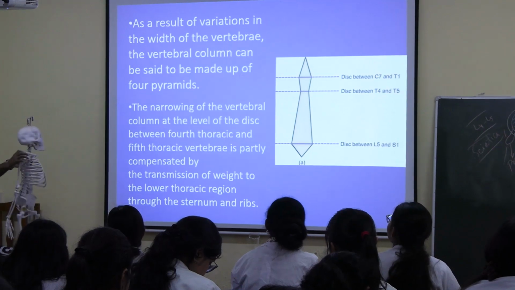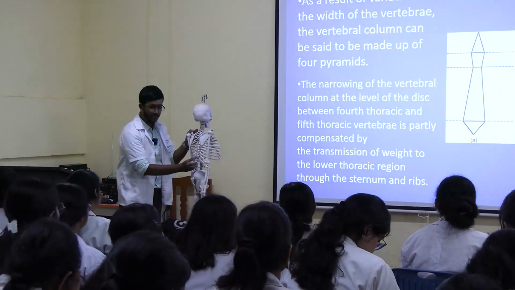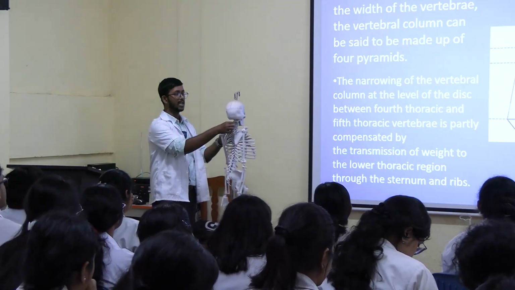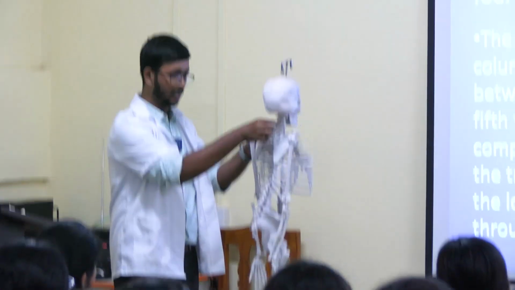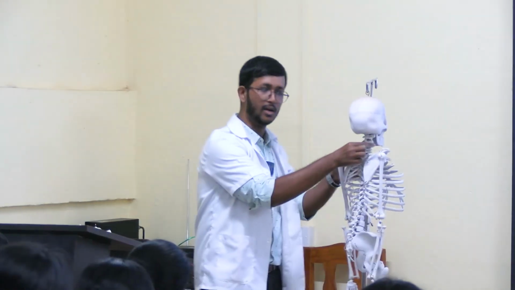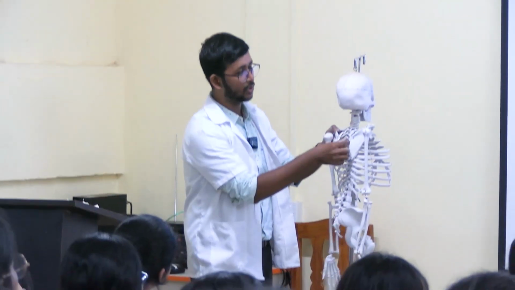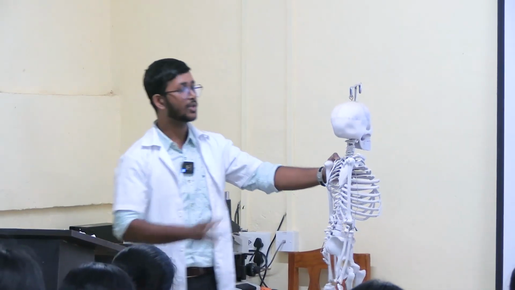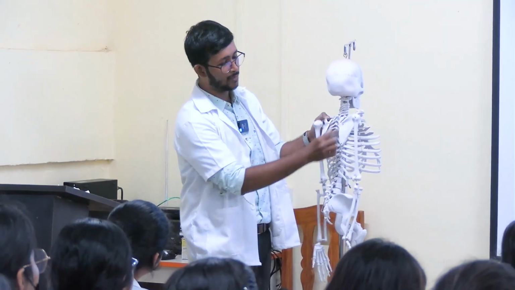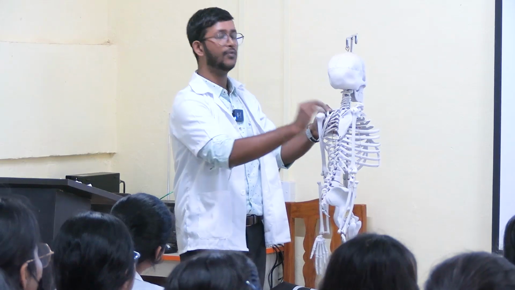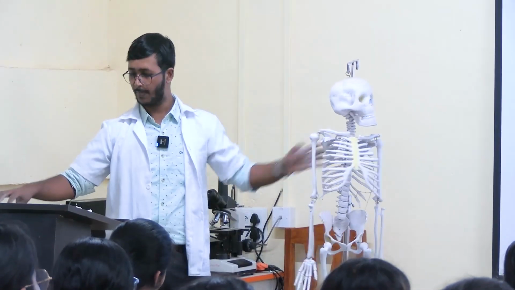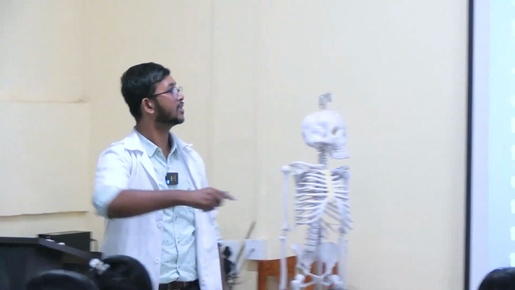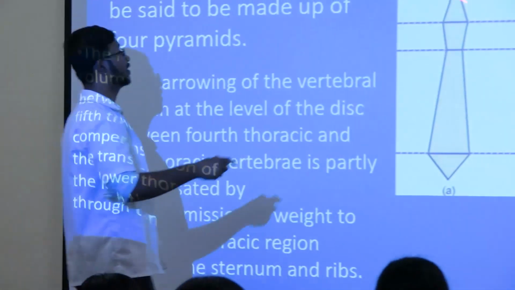Since the vertebral column has variation, there is variation in the width of the vertebral column. The cervical vertebra has less diameter than the thoracic vertebra. Then there is the lumbar vertebra, which is wider. Due to this reason, the whole vertebral column is divided into 4 pyramids. So this is one disc, this is one pyramid.